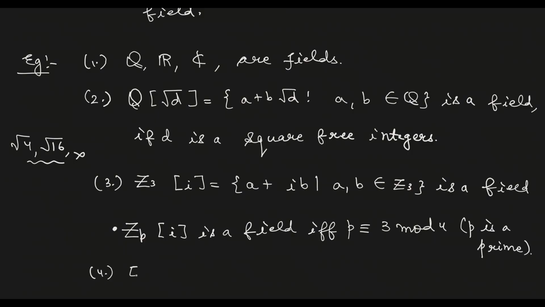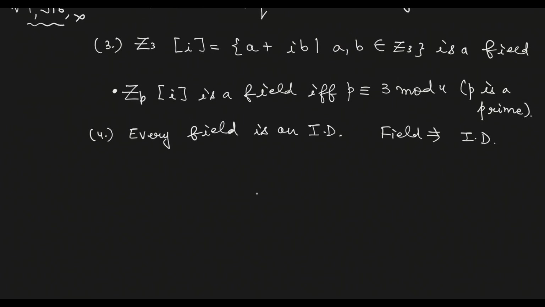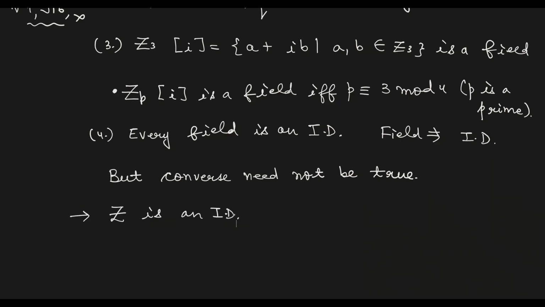Fourth, every field is an integral domain. So field implies integral domain, but the converse need not be true. We know that integers is an integral domain which is not a field. Can you tell me why integers is not a field?